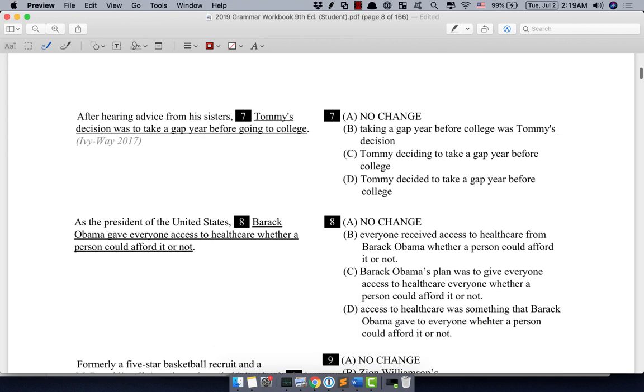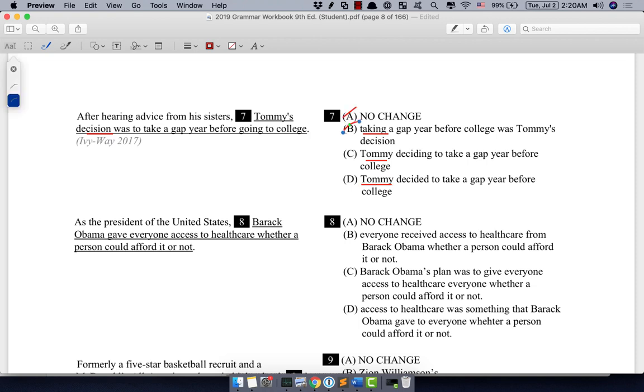Number seven. After hearing advice from his sisters, so in your mind you should be thinking, all right, that should be someone hearing advice. A has Tommy's decision, not someone hearing the advice. B has taking, D has Tommy, C has Tommy. So first round through, A and B are wrong because those are not people. C and D are people, but Tommy.